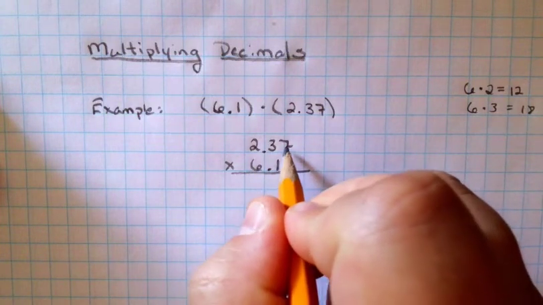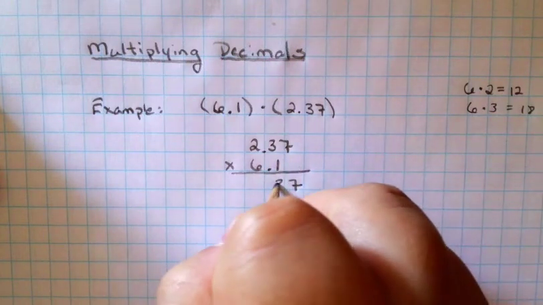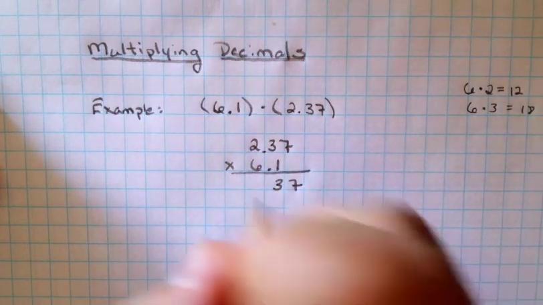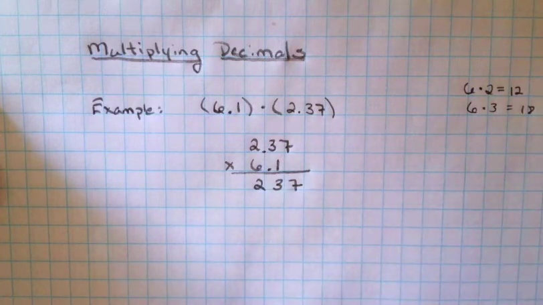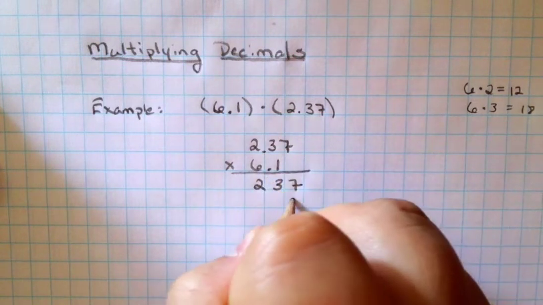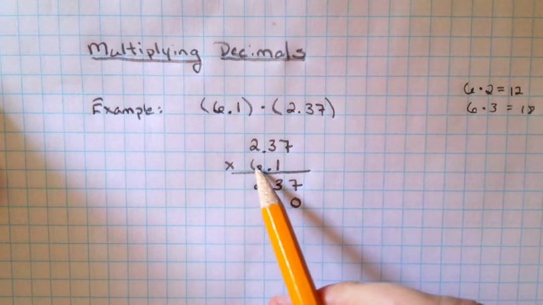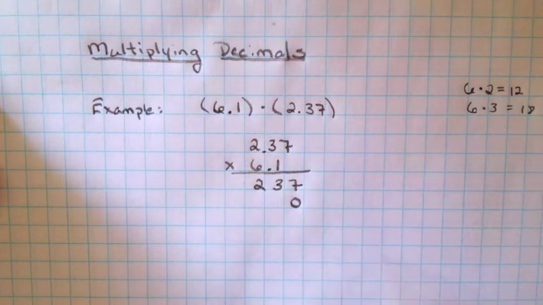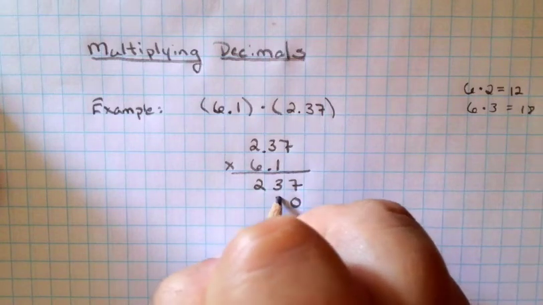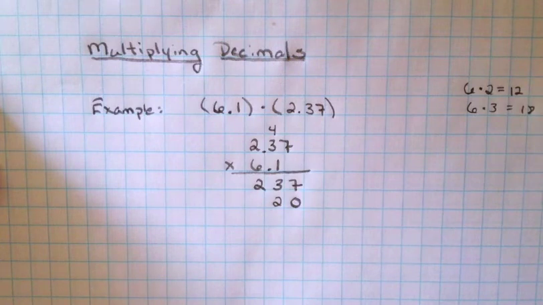If I take 1 and multiply it by 7, I get 7. If I take 1 and multiply it by 3, I get 3. And if I take 1 and multiply it by 2, I get 2. Let's just leave it as 237. Then, because I'm moving over to the left by 1, I'm going to add a 0 down here as a placeholder. And now I'm going to take 6 and multiply it by 7. Well, 6 multiplied by 7 is 42, so I'll put a 2 down here, put a 4 up there. So there's our 42.